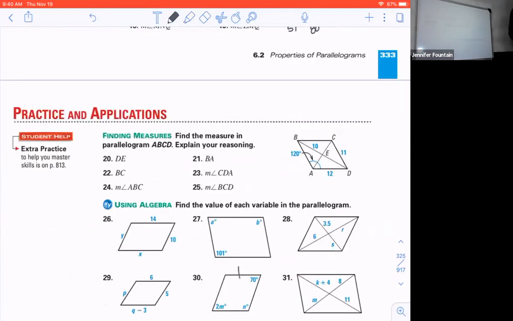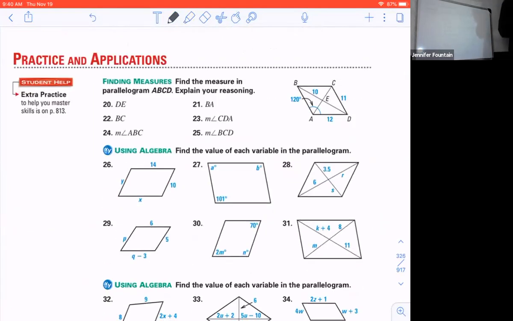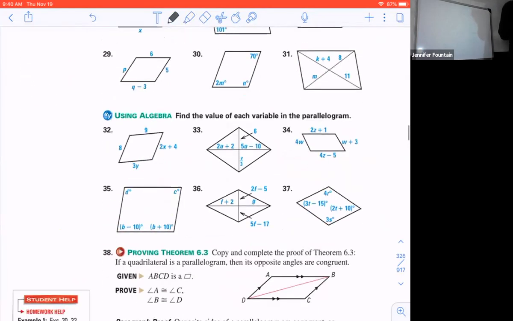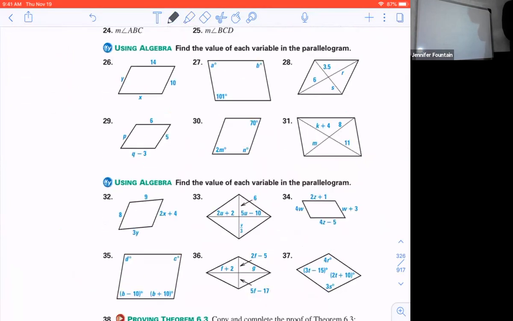So your homework in this section will be, let's do 21 through 37 odds. 21 through 37 odds.